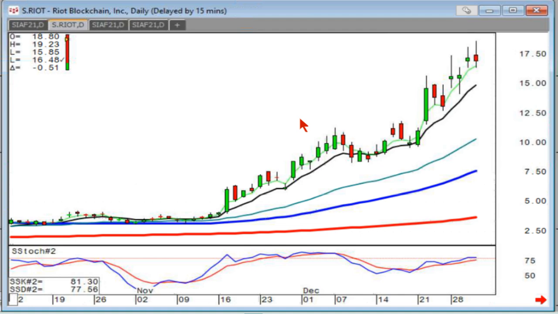Yeah, so Riot is a way to take advantage of the Bitcoin move. There were a few others, but I can't even remember them anymore.